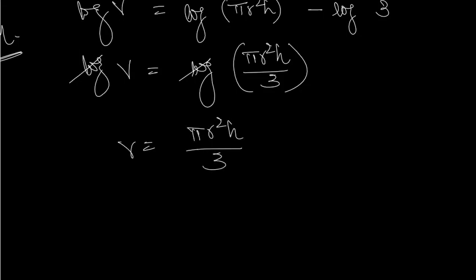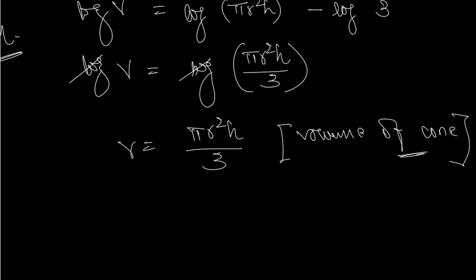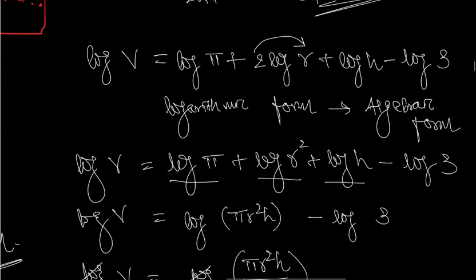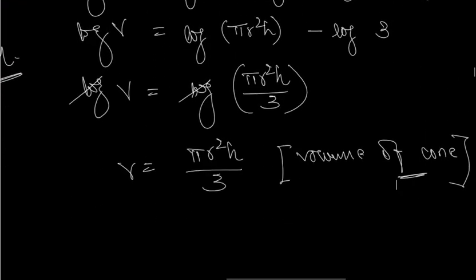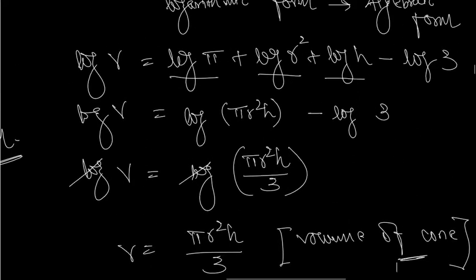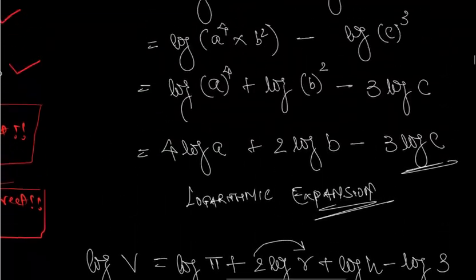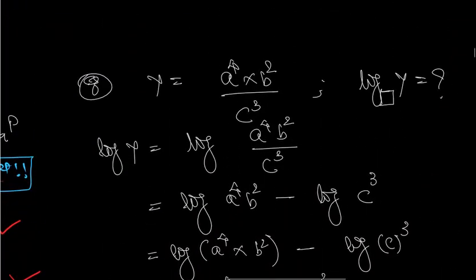You know what this is? This is the formula for volume of cone. Not necessary for you right now, just for your general knowledge. We have converted the logarithmic form of an unknown formula into the algebraic form, that is the formula for volume of cone, right? So this is how we can play with logarithms. The properties are very, very useful, right?